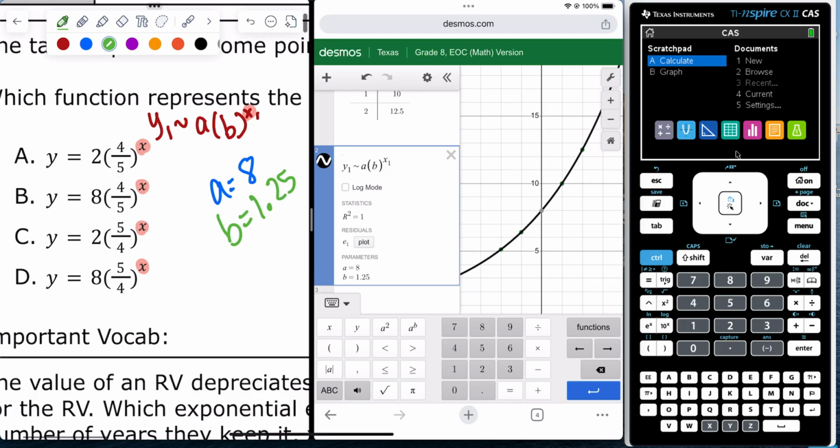Now I have my a, oops, my a is 8 and my b is 1.25. So when I look at this, I know my number in front of my parentheses should be 8. I have 2, 8, 2, 8. So I know that A can't be it and C can't be it.